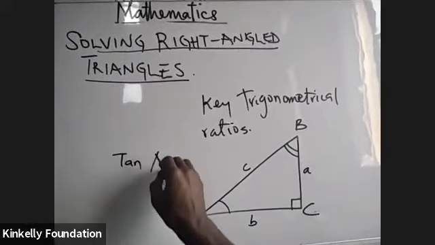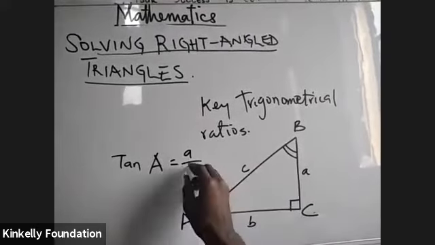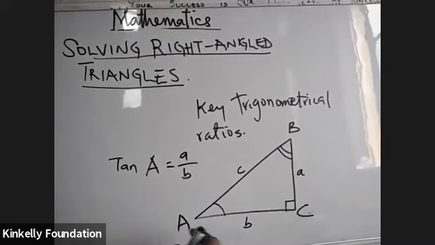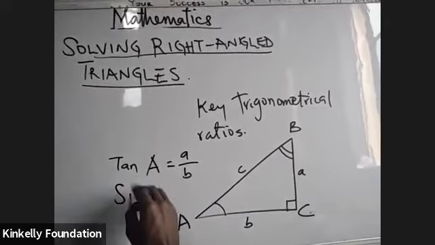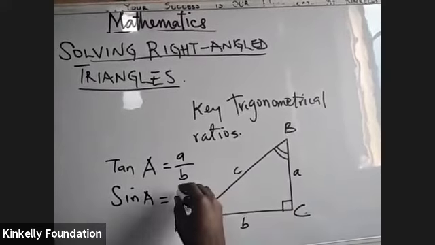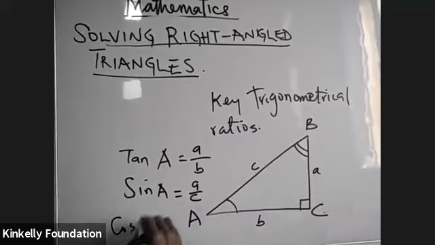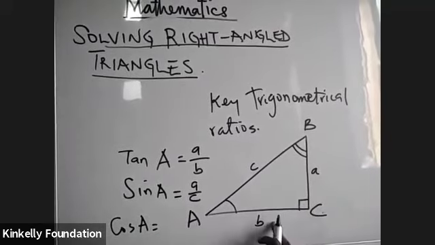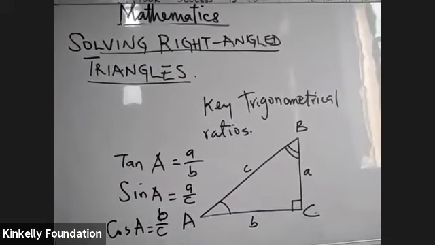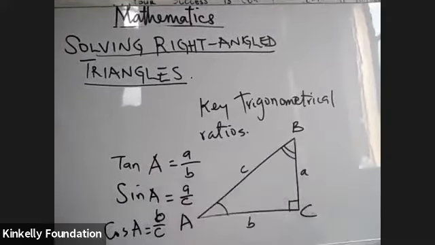Now we have that tan A is equal to opposite A all over adjacent B. We have also that sine A is opposite all over hypotenuse, A over C. And we also have that cosine A is adjacent over hypotenuse, B over C. These are the basics.